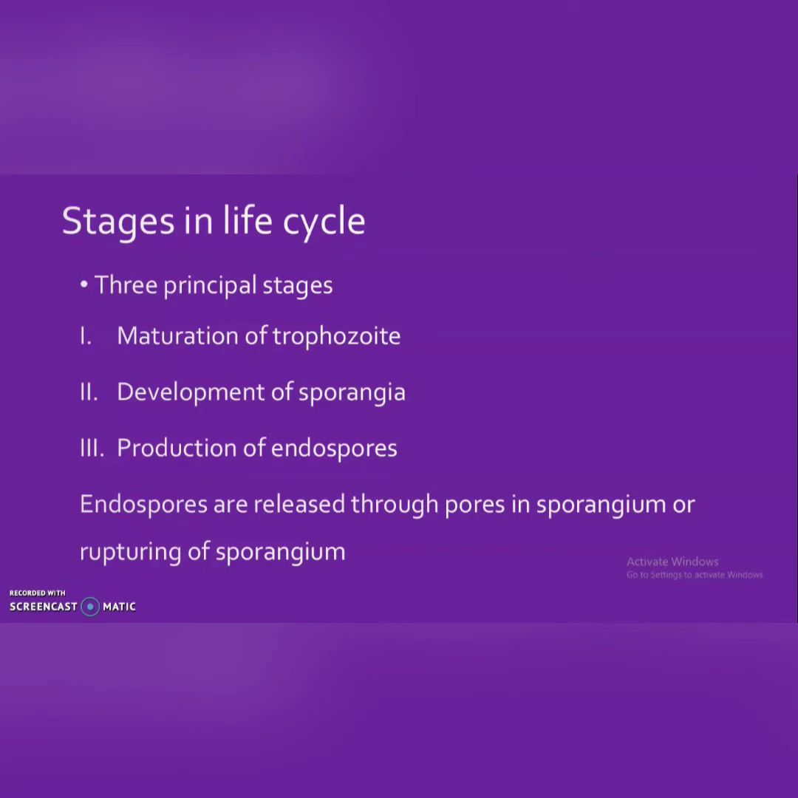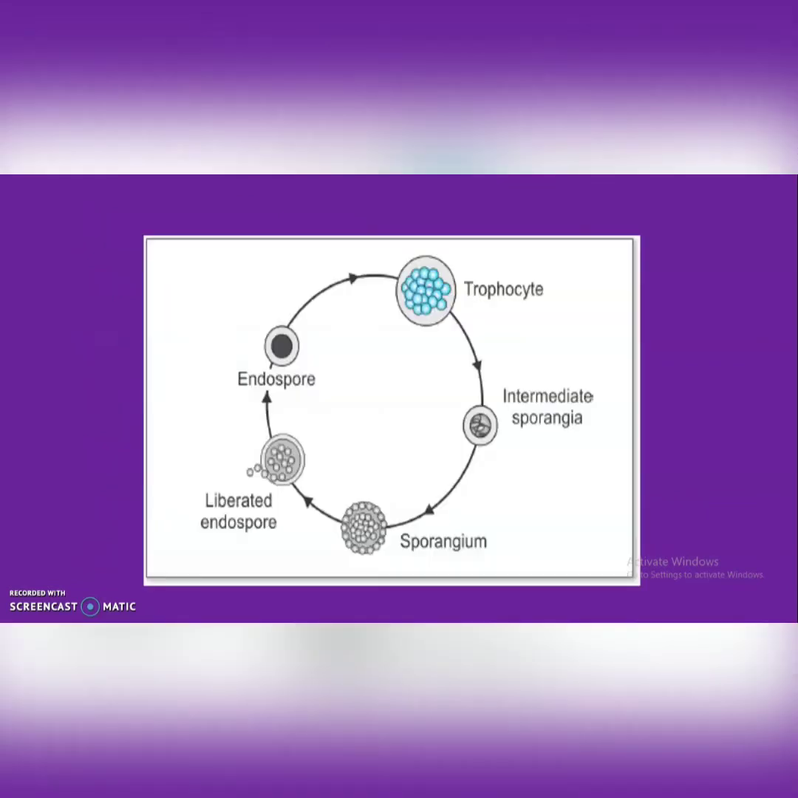Coming to the stages in the life cycle, we can see three principal stages: maturation of trophozoite, development of sporangia, and production of endospores. The vegetative state is the trophozoite. After that, the sporangia are formed, and within the sporangium we can see endospores. The matured endospores are released through minute pores in the sporangium or by rupturing of the sporangium. This is the life cycle: the trophozoite forms intermediate sporangia, then the complete sporangium is formed, liberating the endospores to the atmosphere, and these endospores repeat the life cycle.